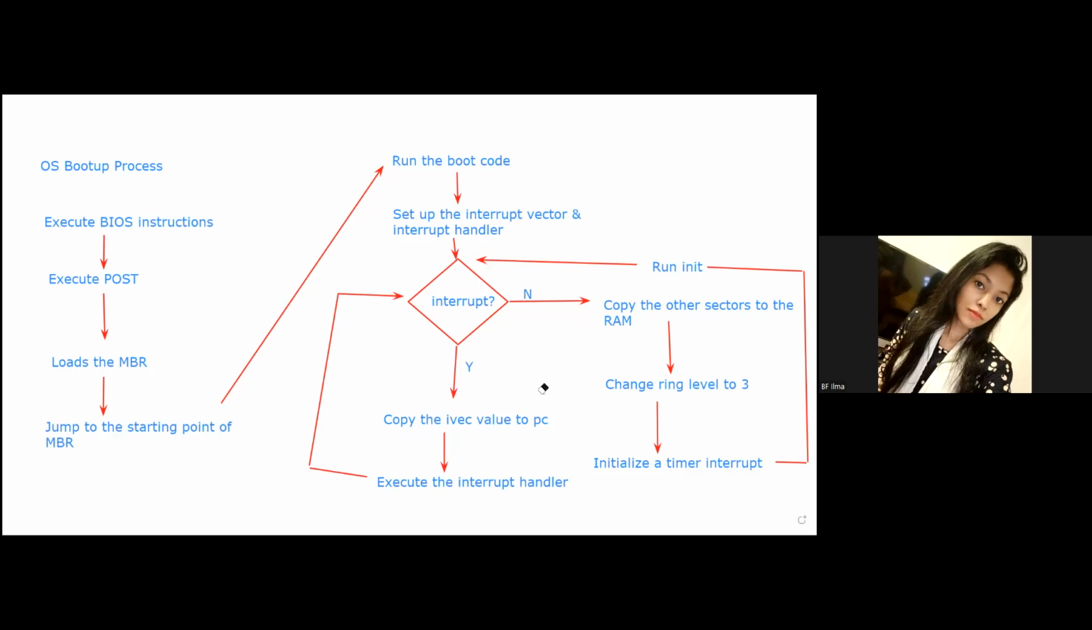If there's an interrupt happening, then we can just copy the interrupt vector value to the PC and then execute however we are going to handle that interrupt. As I remember, this was actually the very initial part of the course content. I think there was much more detail there, but this is the overall process.